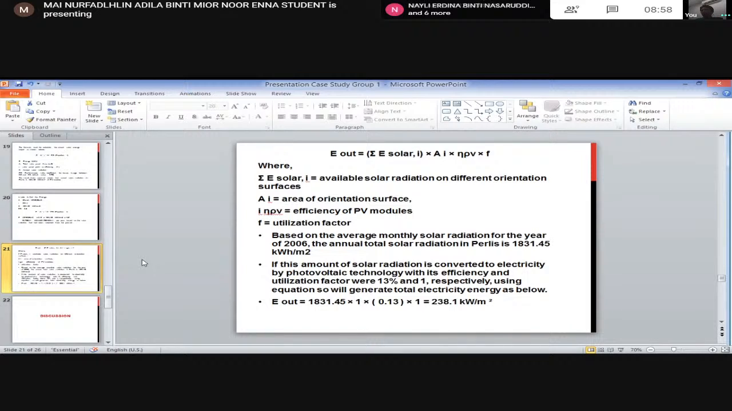If the amount of solar radiation is converted to electricity by the photovoltaic technology, whose efficiency and utilization factor were 13 and 1 respectively, we will use the energy out formula that has been provided above. E out equals 238.1 kilowatt hour per meter square.